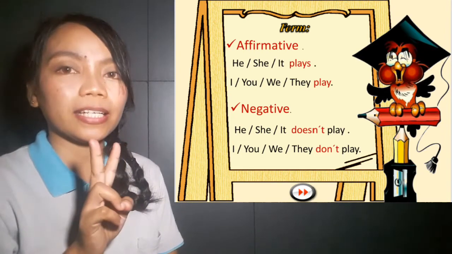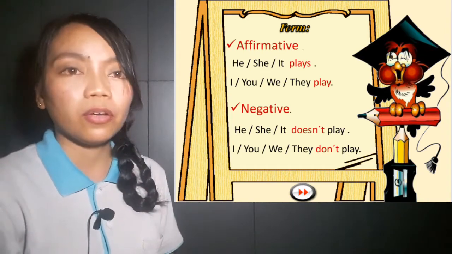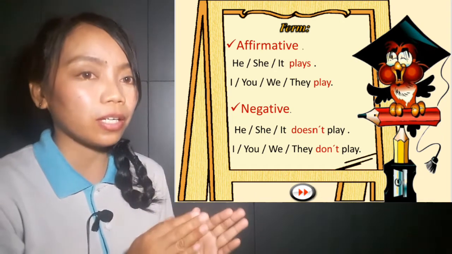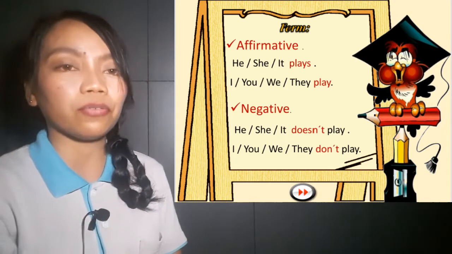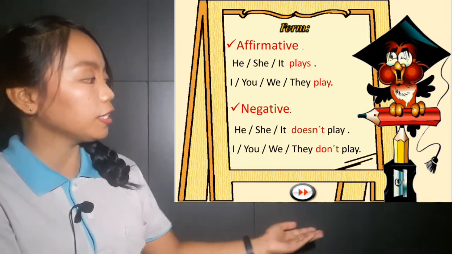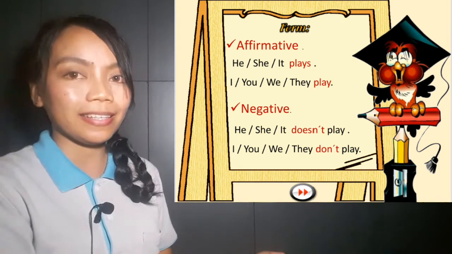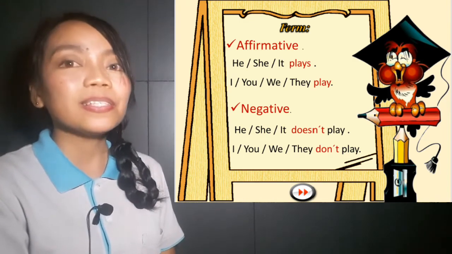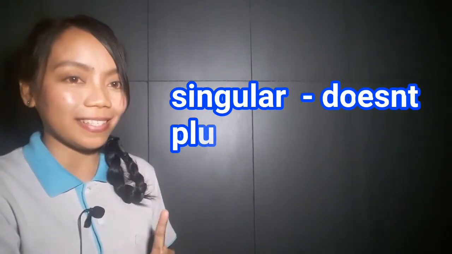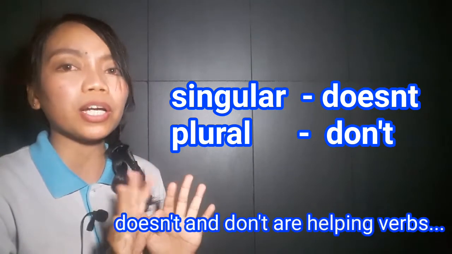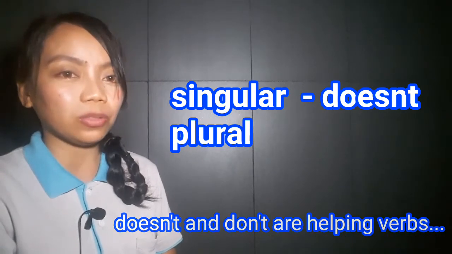The second one is the negative form. From the word negative, we will use the verb with the word not. For example, he, she, it doesn't play. Or I, you, we, they don't play. Again, if the subject is singular, we will use doesn't. If the subject is two or more, we use don't and the verb play.